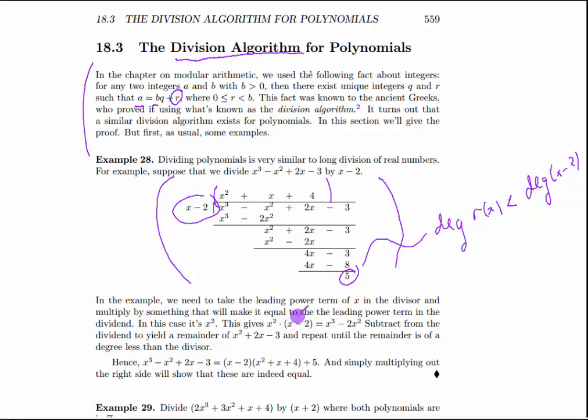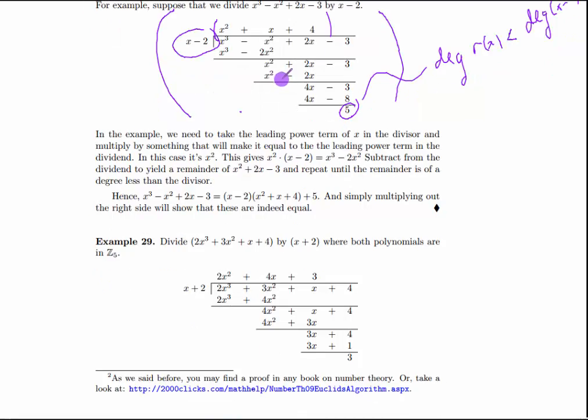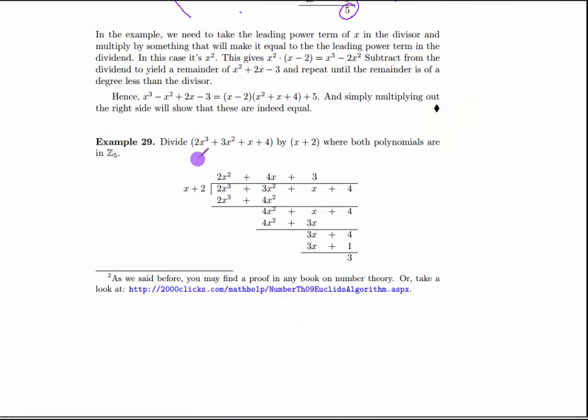Now, this process is not unique to polynomials with real or integer coefficients. We can do exactly the same process if our coefficients are in another group, such as Z5. So follow this example through. You'll see we do some strange arithmetic here. For instance, you have 3 minus 4 equals 4. That's not a mistake. That's simply subtraction mod 5. But similarly, we get a remainder whose degree is less than the divisor.